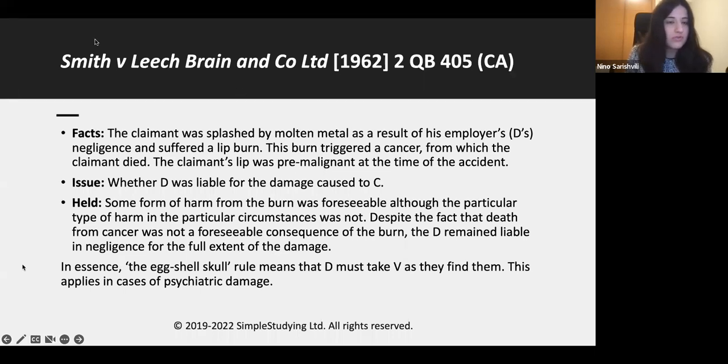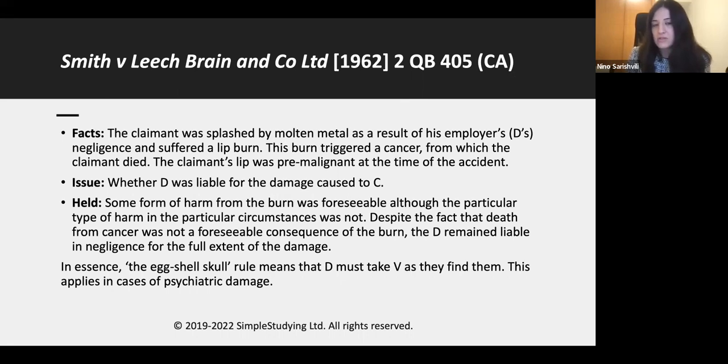You should remember this case for the eggshell skull rule, Smith versus Leach, Brain and Co. Here, the claimant was splashed by molten metal as a result of his employer's negligence and suffered a lip burn. This burn triggered a cancer, and the claimant died. The claimant's lip was pre-malignant at the time of the accident. So this was an unusual outcome. It shouldn't have happened, but because of the particular vulnerability of this person, that's why the cancer was caused.